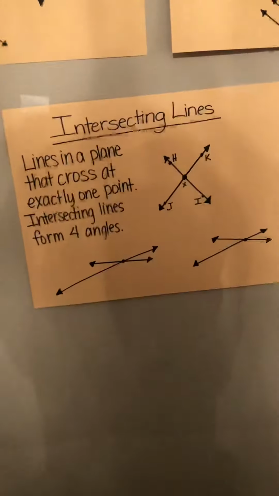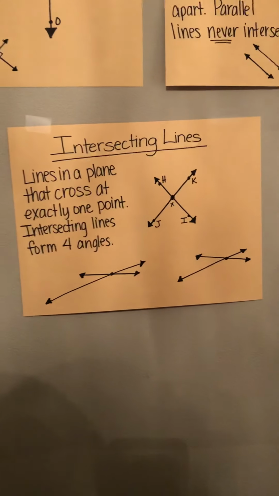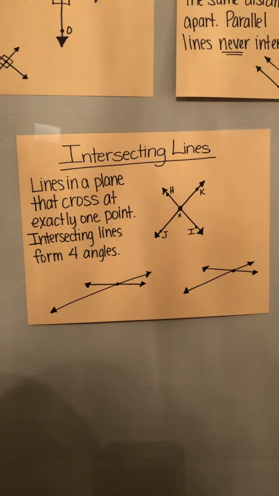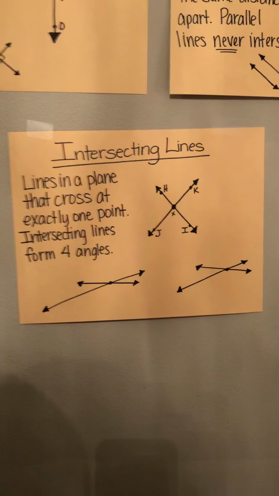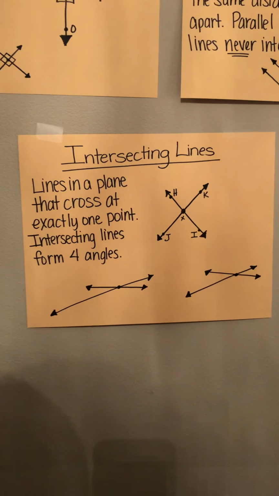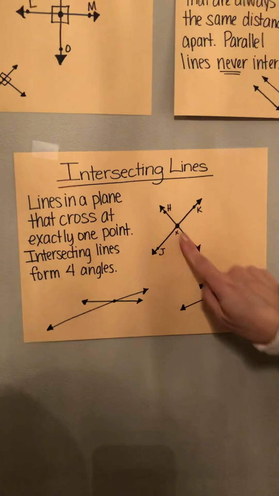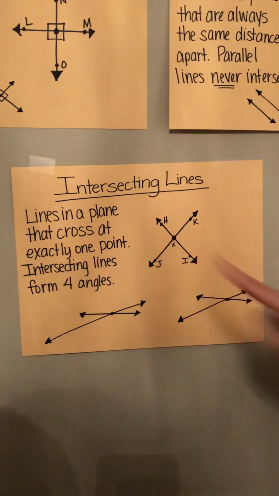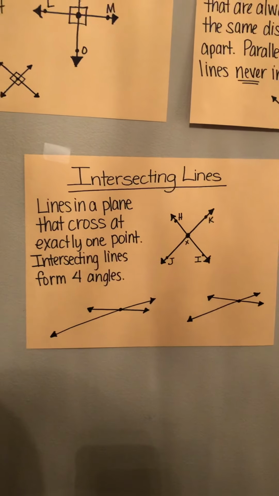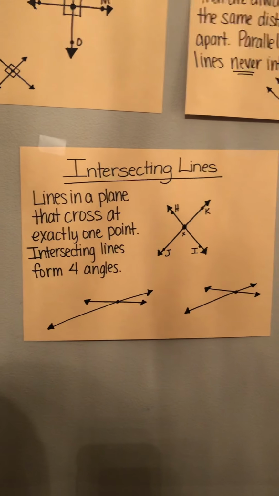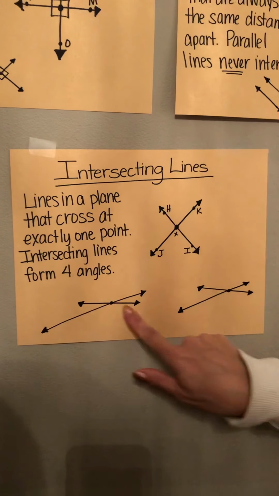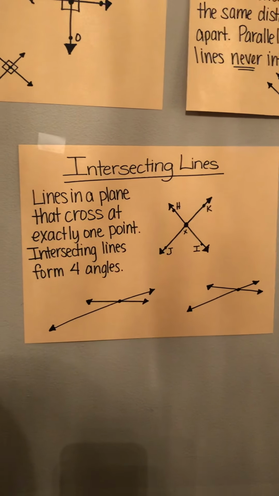The last one we're going to look at is intersecting lines. Intersecting lines are lines in a plane that cross at exactly one point. Intersecting lines form four angles. They don't have to be right angles. So here they might form a right angle. Here they don't, okay? It's just that they intersect. They touch at one point and they continue on and on. They're never going to touch each other again because these lines are going to keep going in opposite directions, okay?